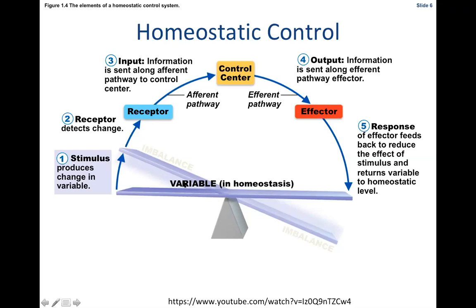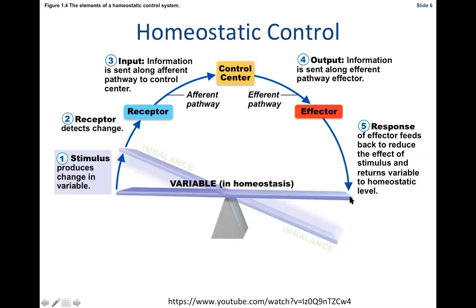And this will make more sense when we start to talk about the systems of the body and we give actual examples for each of these things. But in general, you have a stimulus that will change this variable that will be detected by your receptor, which will send information to your control center, which will say something is out of whack here, and that will send information to your effector, which will bring the value back to normal.